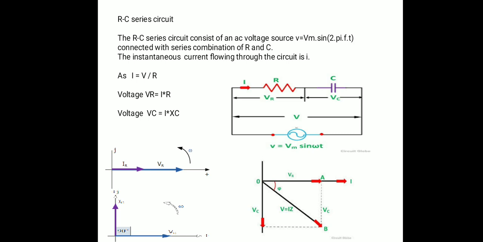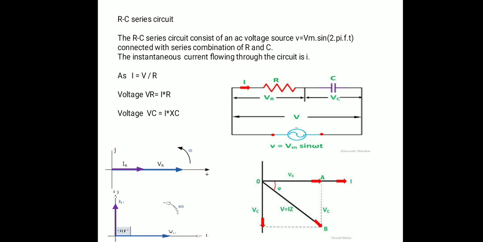Due to the flow of current I through the resistor, there is a voltage drop across it, which is VR. That same current I flows through the capacitor, due to which a voltage drop develops across it, which is Vc. So the current flowing through resistor R and through capacitor C is the same. So we can say that I = IR = IC.